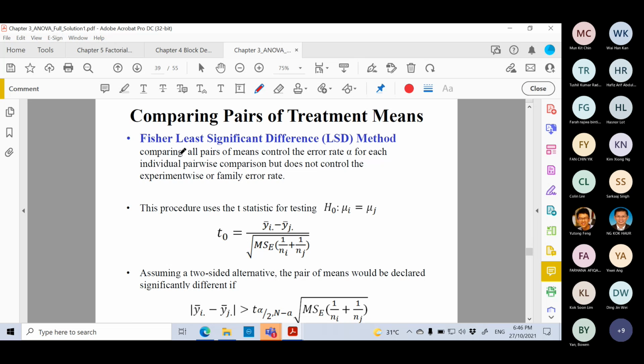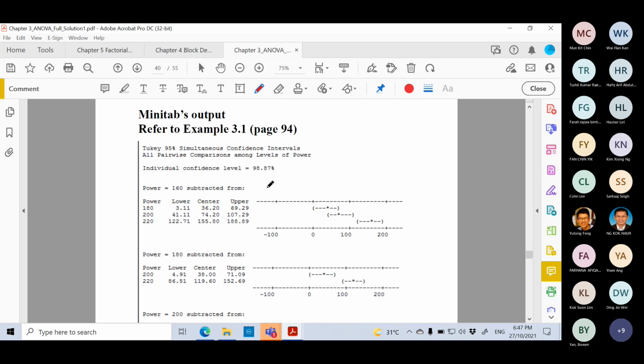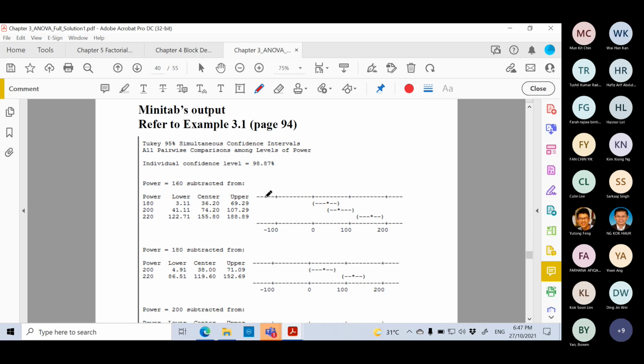So you can see that you compare all the pairs at the alpha for each individual pairwise comparison, but it does not control the experiment-wise or family error rate. So if you're doing this one, you only control one by one. It means that you are doing the comparison for the first pair, second pair, third pair, and so on independently. So they do not maintain the family-wise error rate at 95%. Here I just show you the formula. This result is from using Minitab.